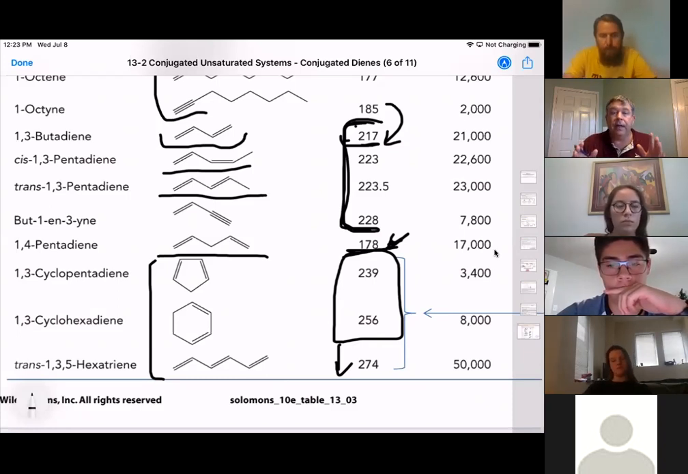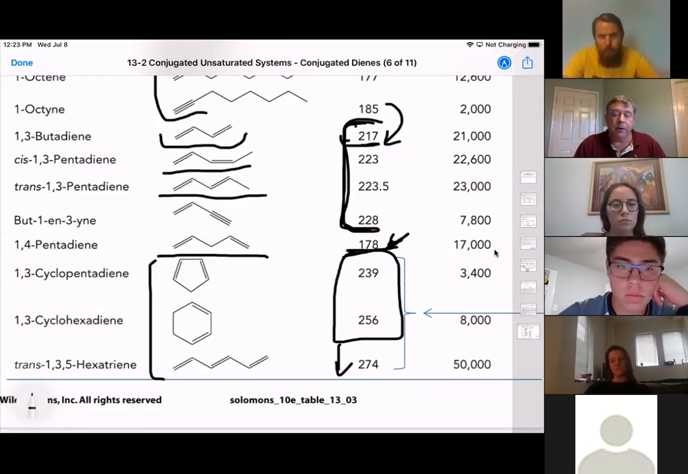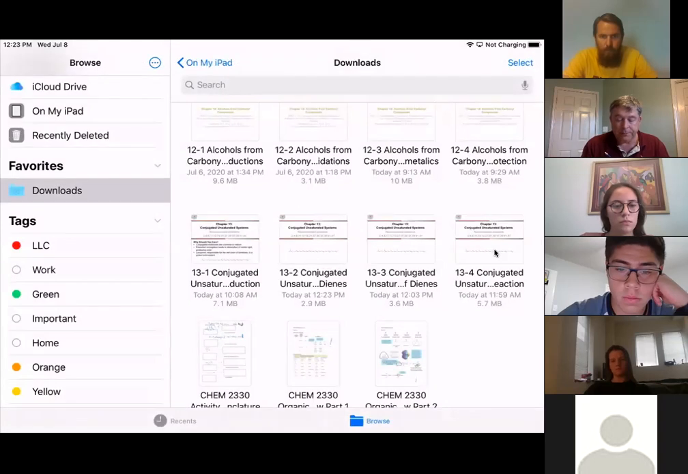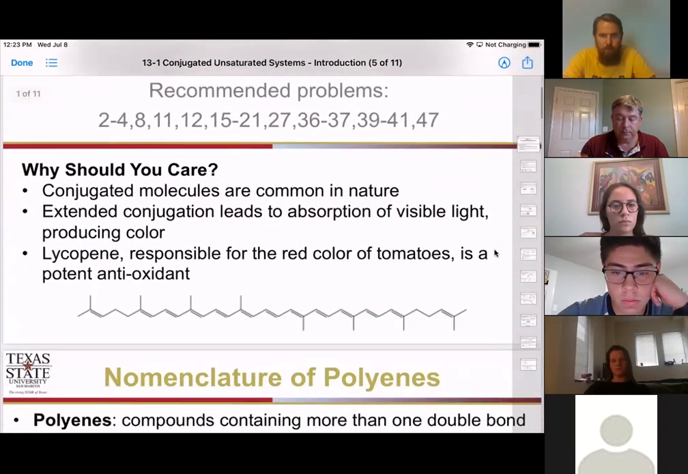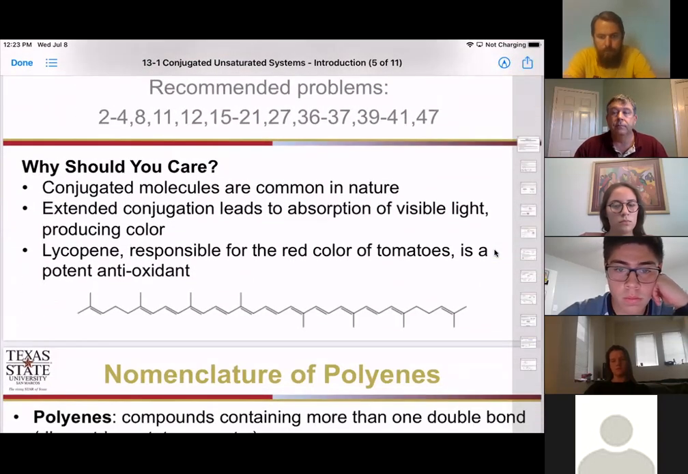Okay, so that is the part I wanted to talk to you about on chapter 13, part 2, conjugated dienes. Are there any questions about UV-Vis and/or the fact that these things are or are not conjugated? This is kind of what you meant about your tomato example from yesterday, right? Correct.